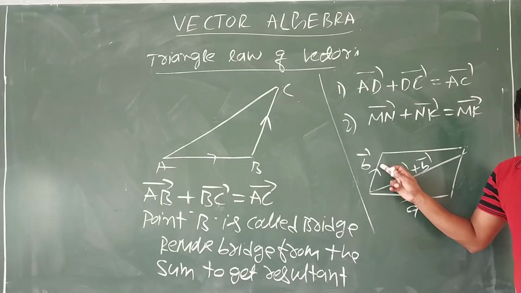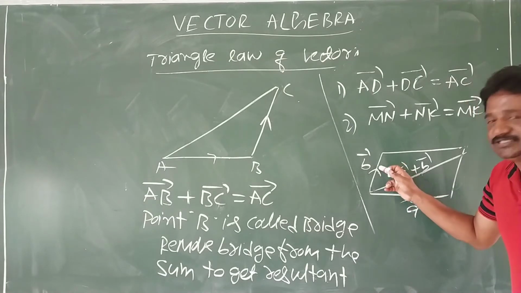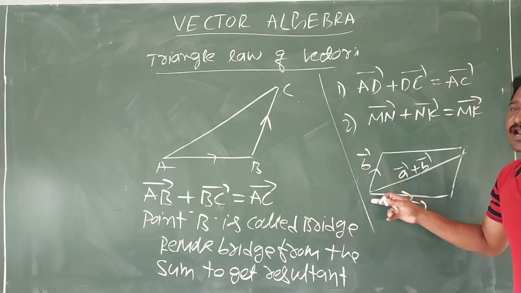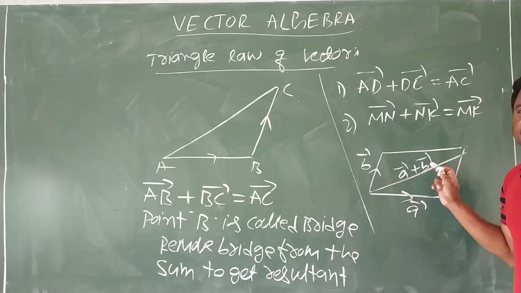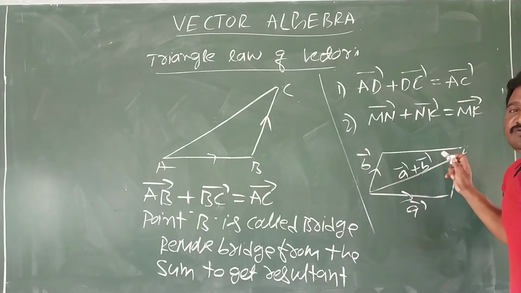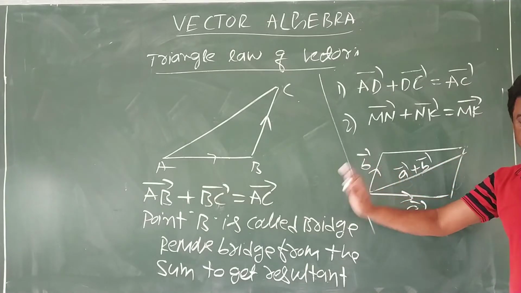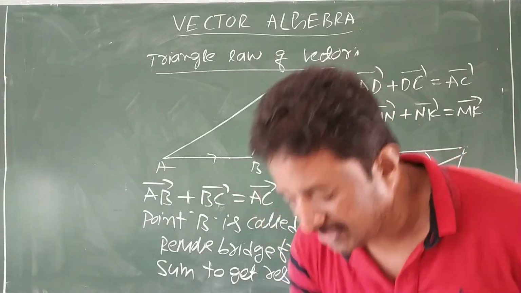So two vectors along the adjacent sides, then the resultant must be along a principal diagonal. Keep that in mind. It is required to solve problems. Resultant is always along a principal diagonal. I hope you understood this triangle. So right, practice these laws, students.